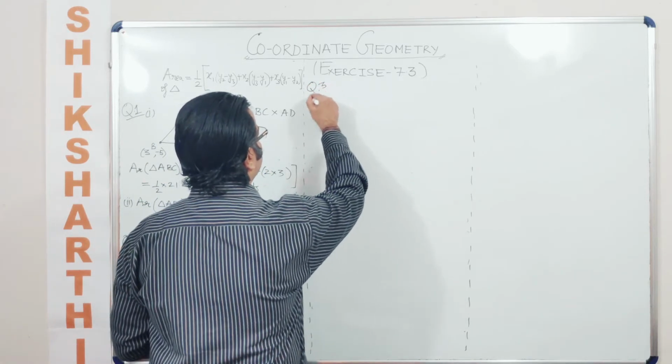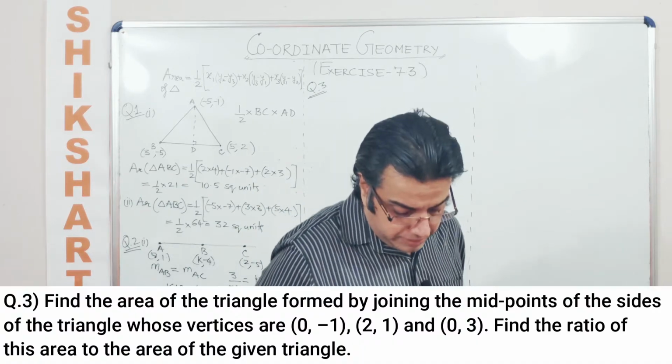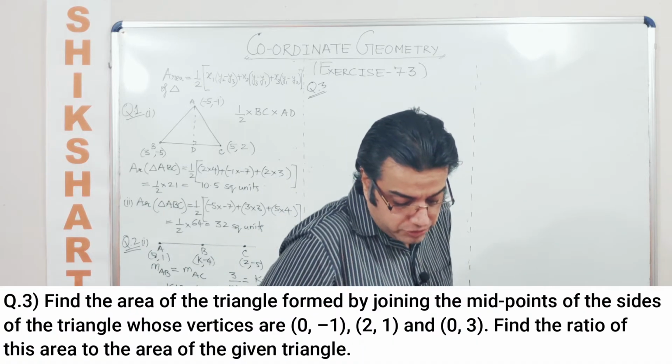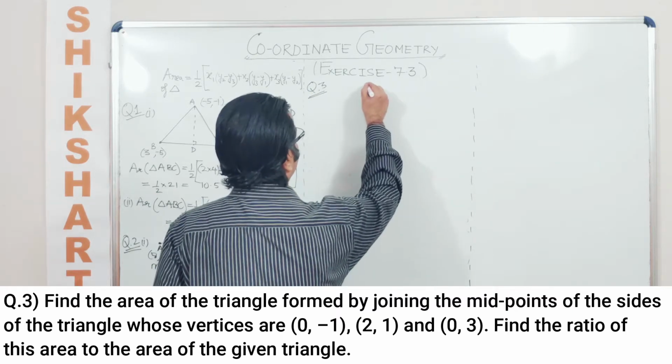Let's talk about question number 3. So question number 3 says, find the area of a triangle formed by joining the midpoints of the sides of a triangle whose vertices are given to you. So let me first draw the triangle here.